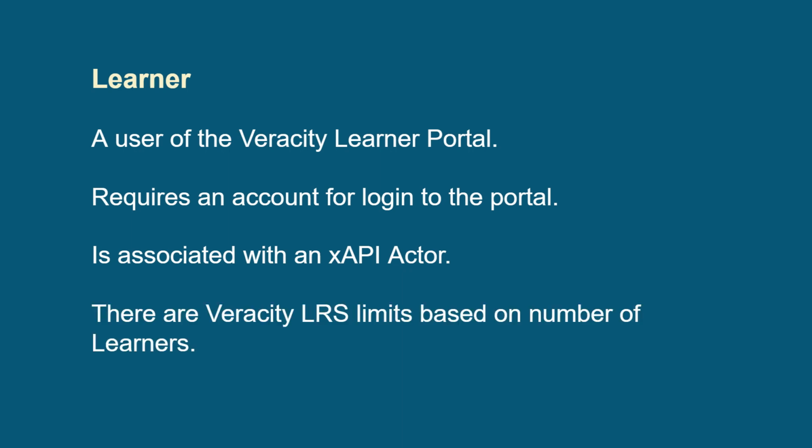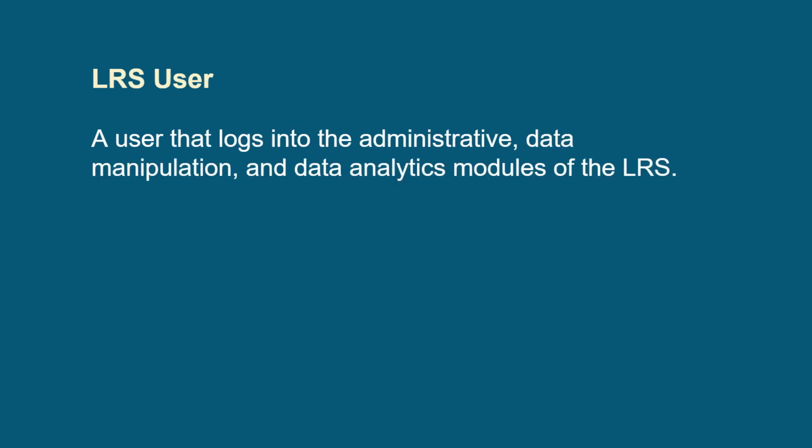And finally, there are limits in the Veracity LRS based on the number of learners. The different plans have different limits to the amount of users you can have. And finally, LRS user. So this is a user that logs into the administrative, the data manipulation, and/or the data analytics modules of the LRS. That's just really one component that you're logging into, and then based on the plan and the permissions you have, you kind of see what you see, but you are a user of the administrative section of the LRS if you are an LRS user.